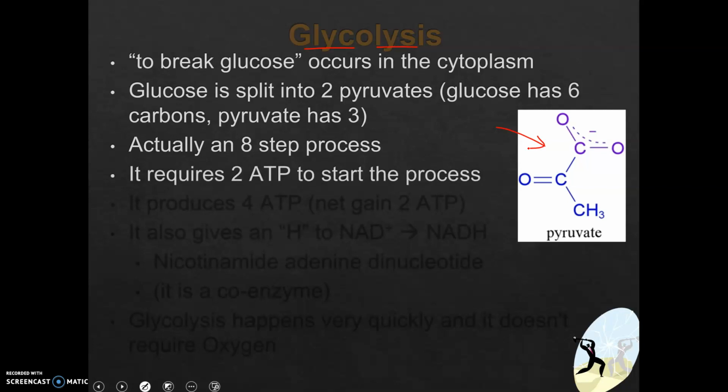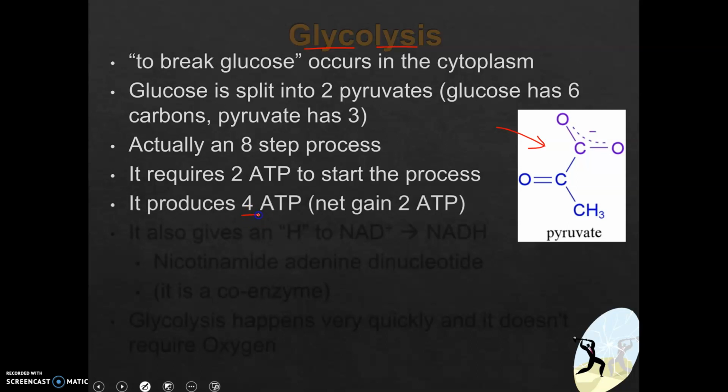Now it requires 2 ATP to get it started. So the first few steps actually require energy, but then in the end it makes 4. A lot of times on a test you're asked how many net ATP, meaning after you take away what it requires to run, how much ATP are you actually ahead at the end? You know, what's your profit, so to speak? Only 2 ATP. Since it costs 2 to start it, even though you make 4, you're only ahead by 2.